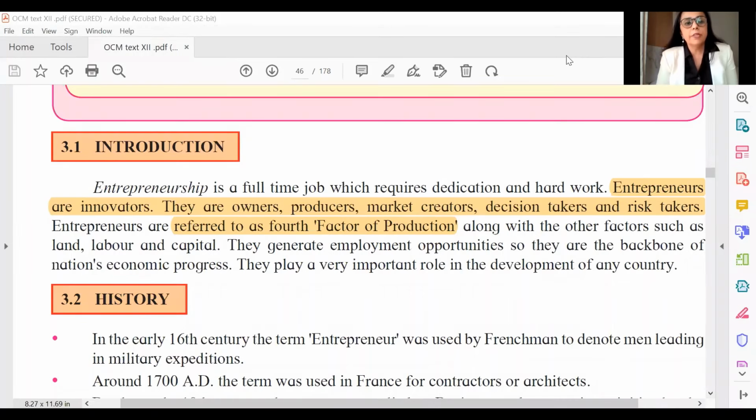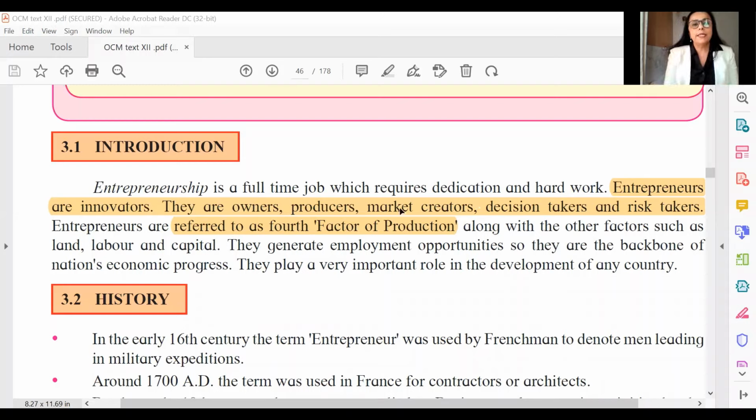We see the very first possible objective on the first page of the chapter, and you have words like entrepreneurship or entrepreneurs are like innovators, finding new ideas. They are owners, producers, market creators. Remember these words, any of these could be important for match the pairs. You have entrepreneurs on one side and risk takers on the other. So that's how you may have to match the pair there.